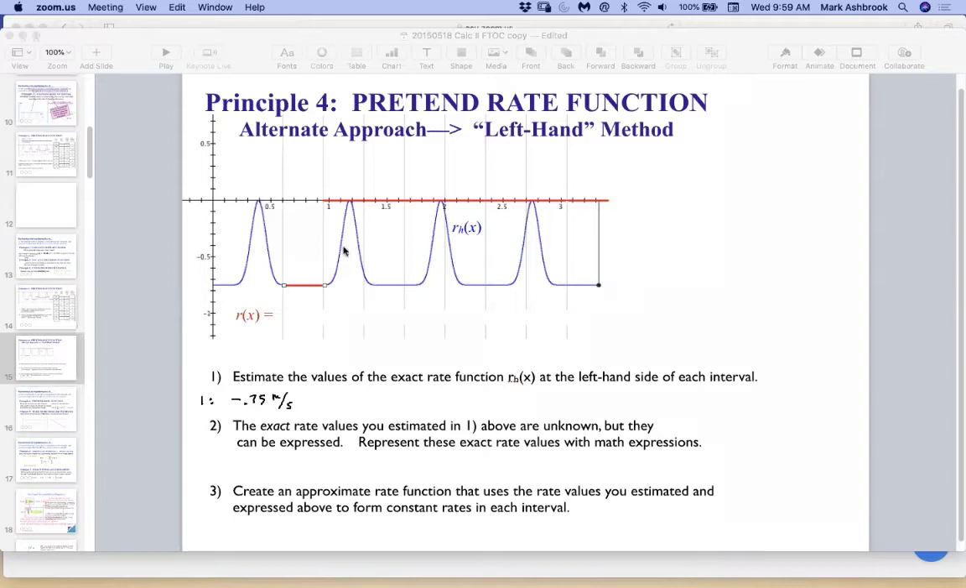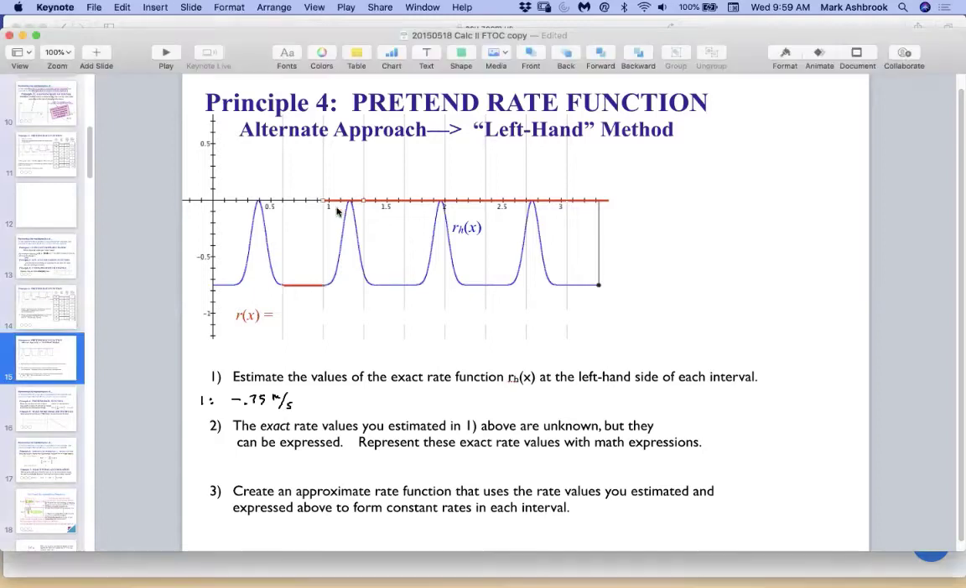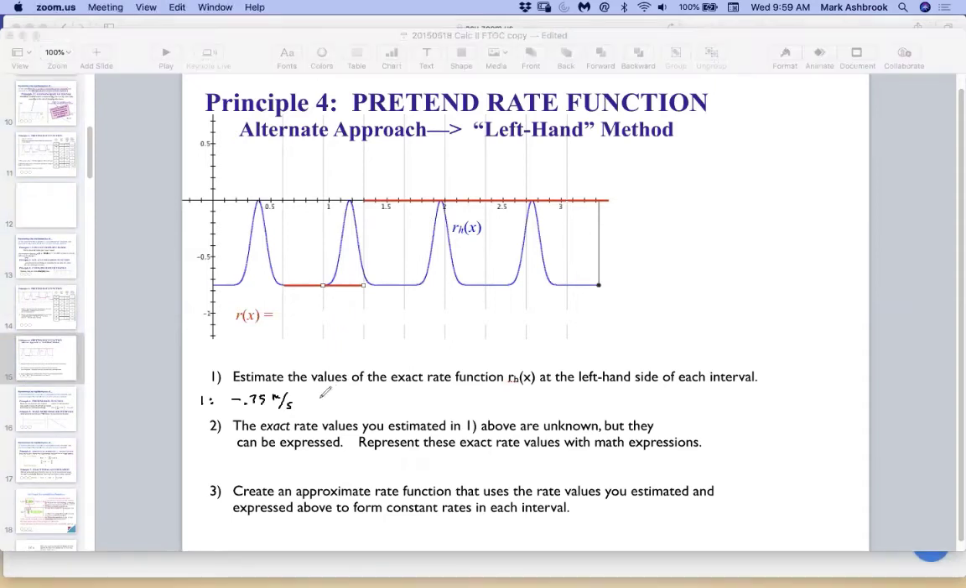So looking at the graph, looking at the left side or the beginning of the interval, again, so looking at the graph here, it's here. It's again at negative 0.75. So I'm going to let that be the constant rate for the whole interval. So for interval number 2, again, negative 0.75 meters per second.